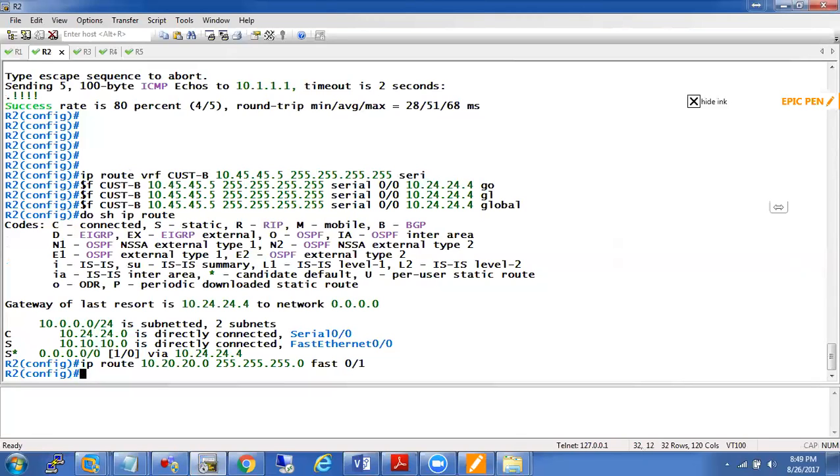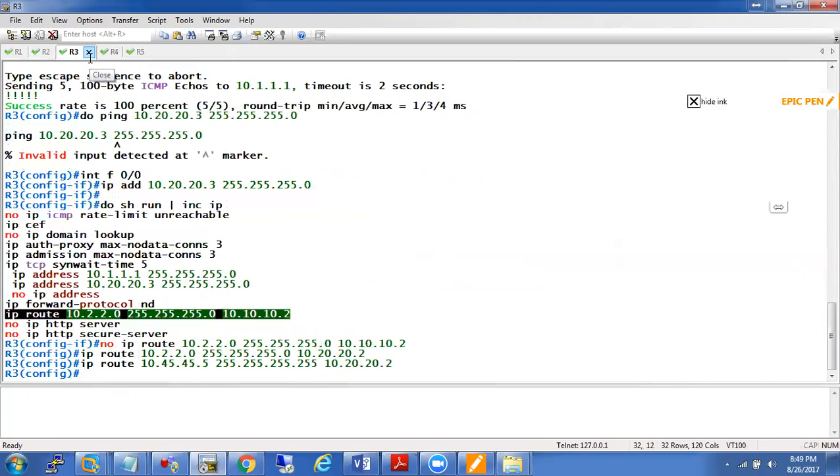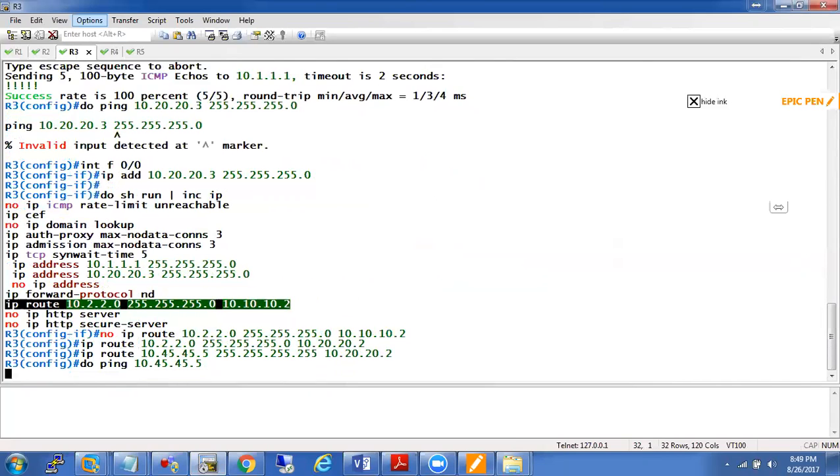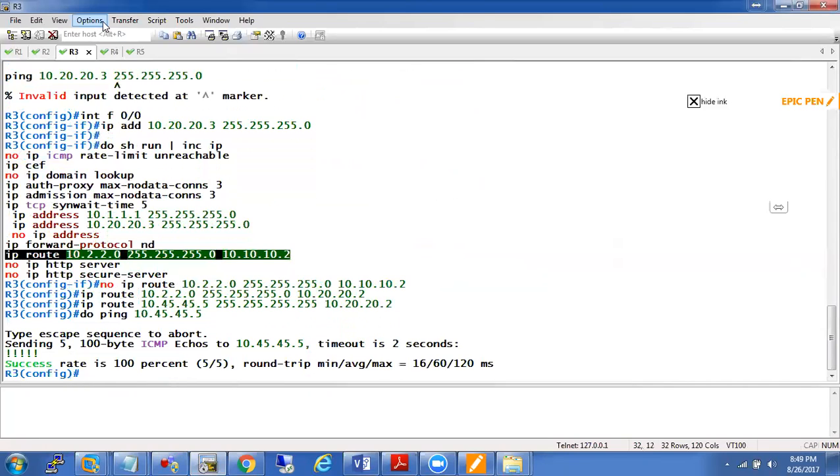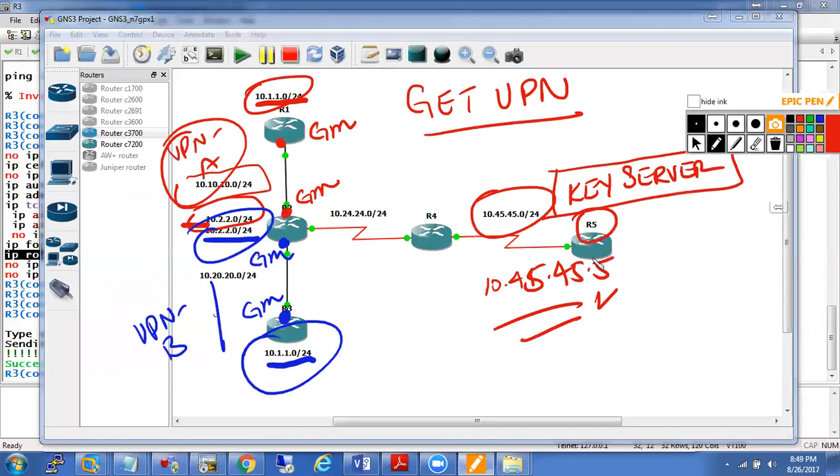You get my point. Now, if I go to router 3, ping 10.45.45.5. What do you know? So now both sides can reach, which is eventually going to be my key server. This is my key server. These are my two GMs. Two separate GMs, two different identity groups.